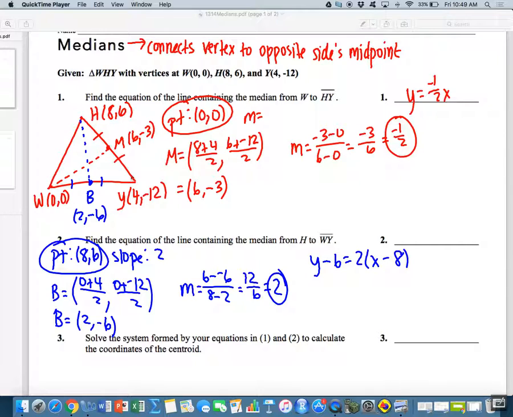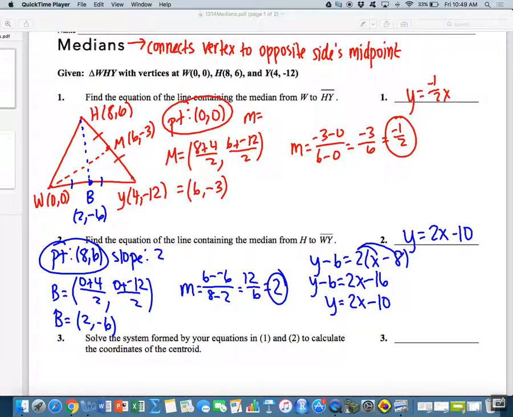I told you normally I don't care what form this is in, but I would like you to convert it to slope intercept. So you're going to distribute the 2. So we get y minus 6 equals 2x minus 16. Once I add my 6, I get y equals 2x minus 10. Okay, questions so far on writing the equation of a median?